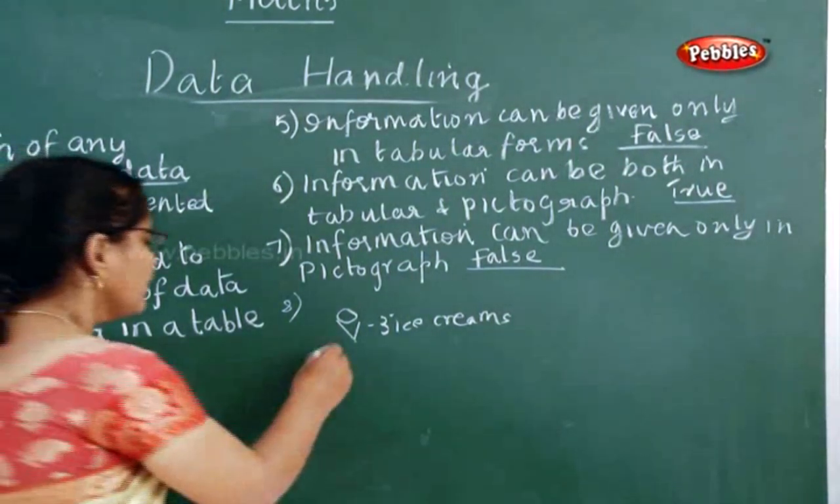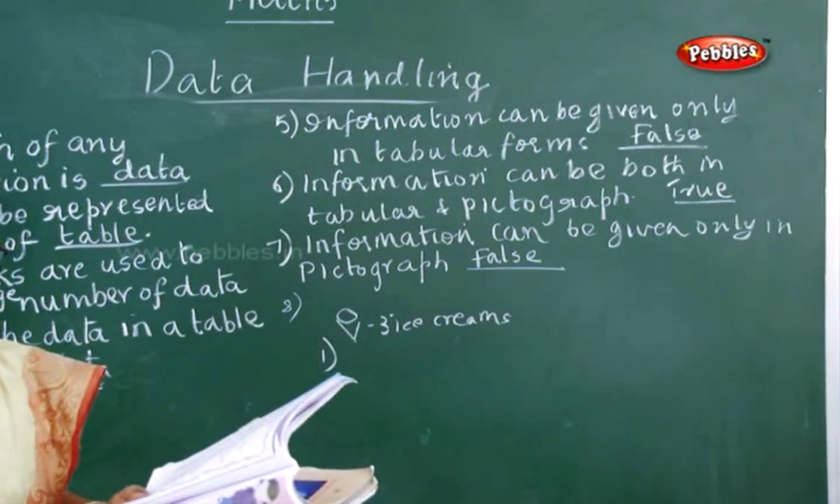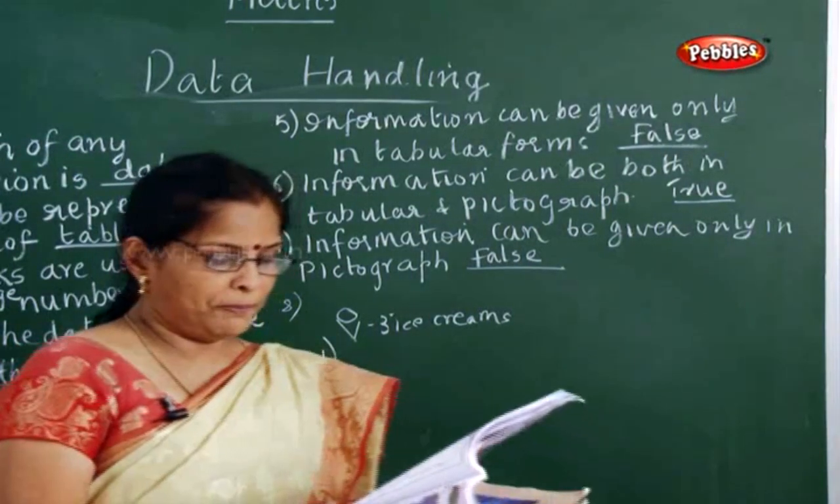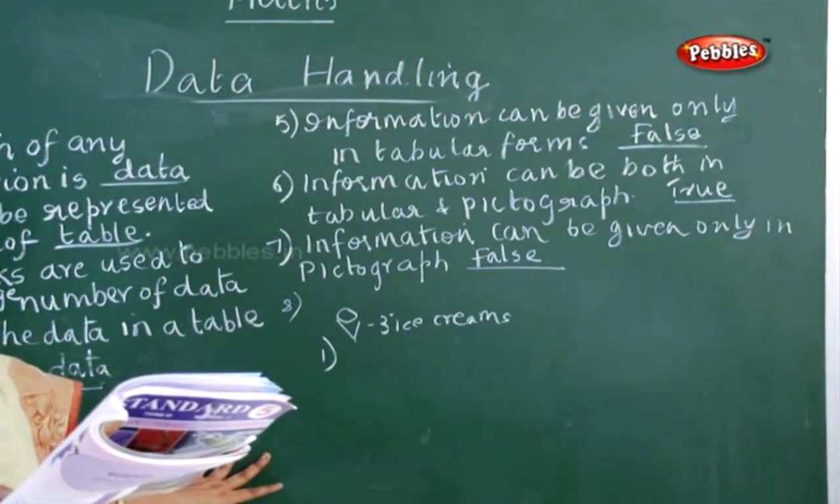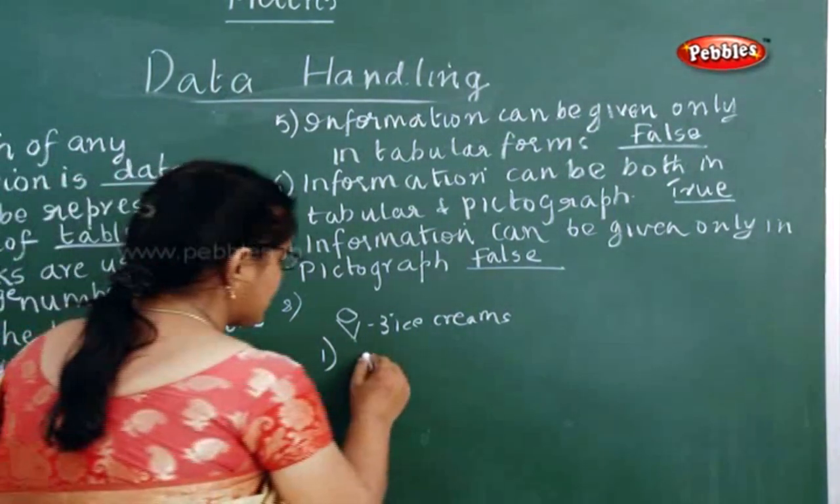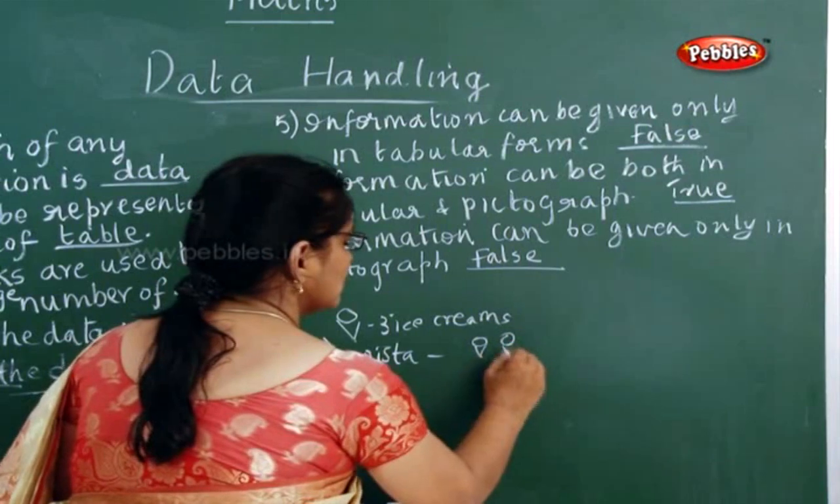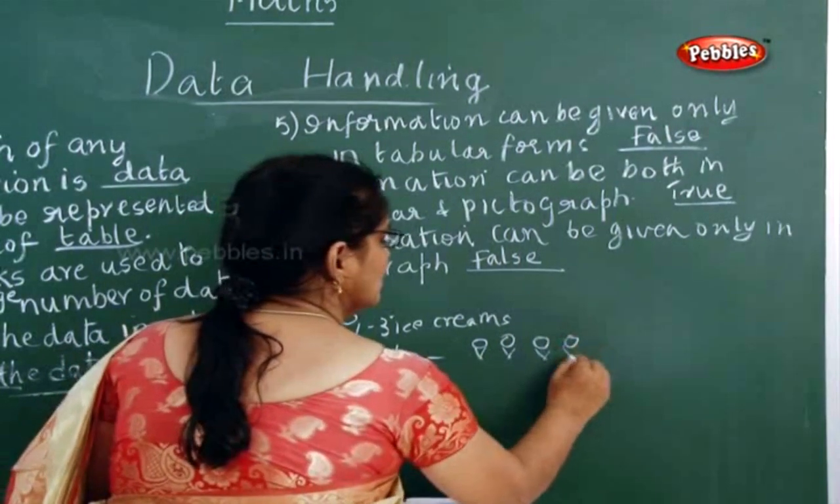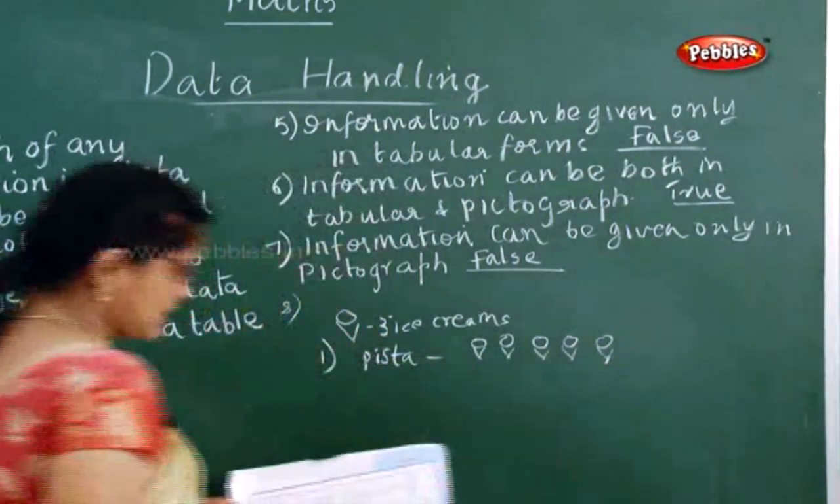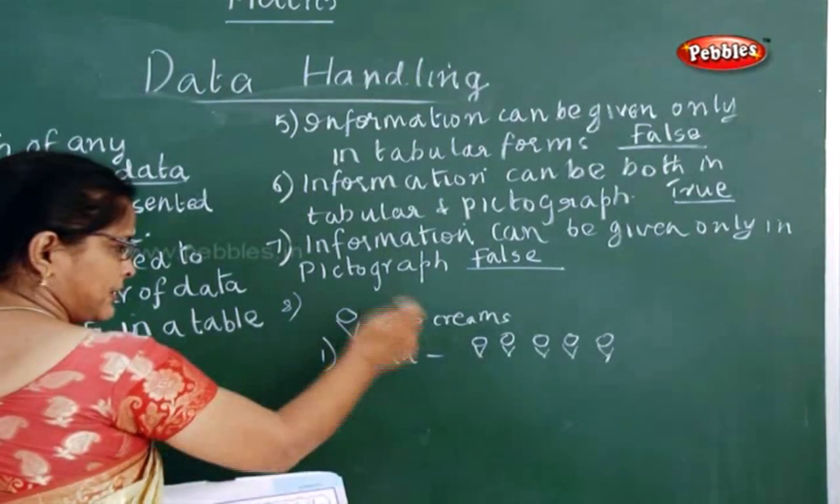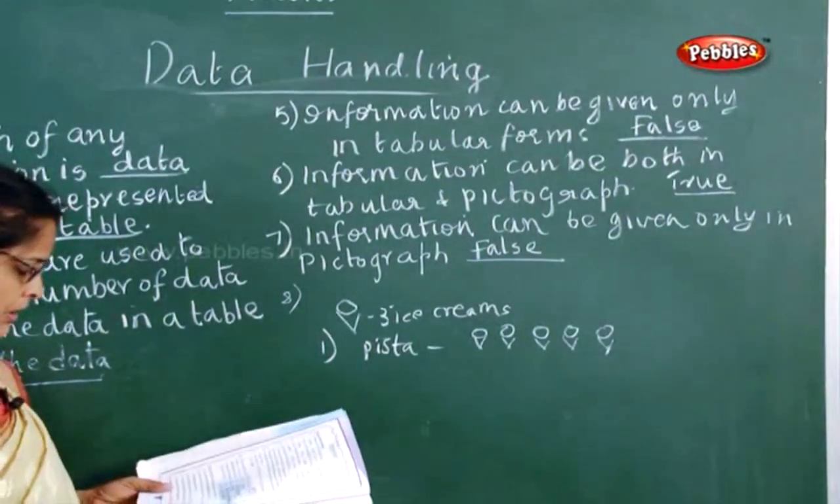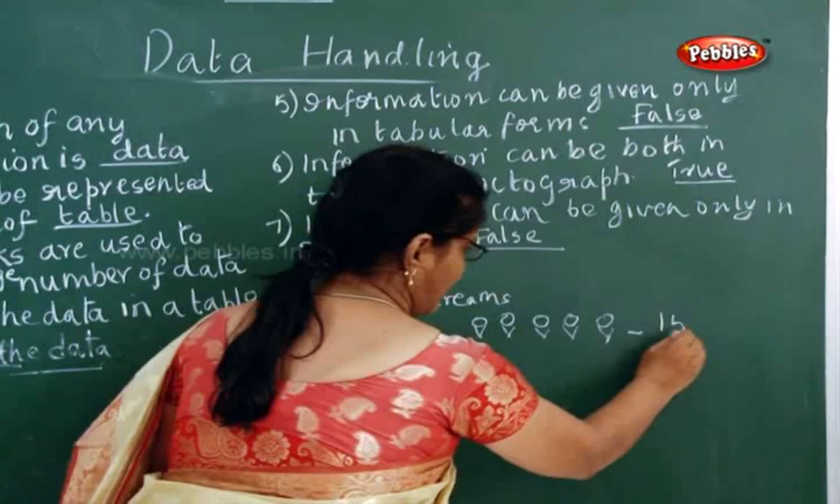First question. The number of pista ice cream. Now how many ice cream cones are there? There are 5. So in pista there are 5 cones. So what I told you, one cone represents 3 ice creams. So in pista how many ice creams are there? You have to write 15.